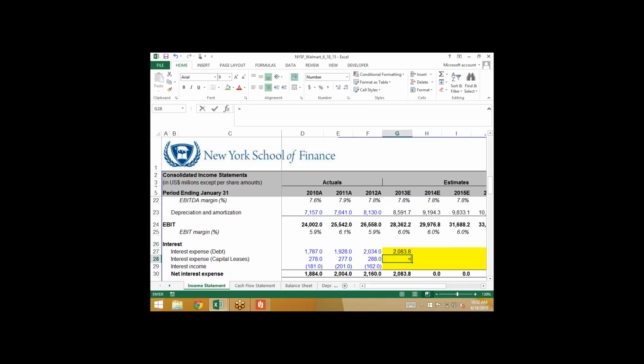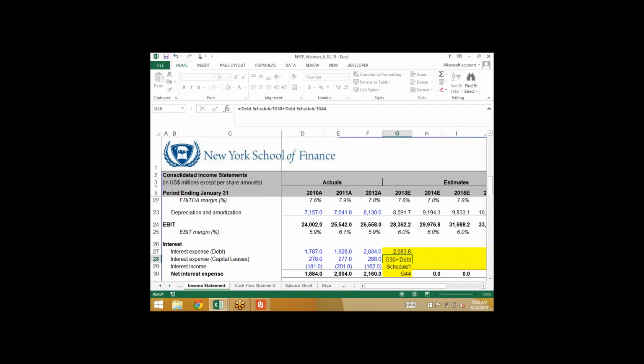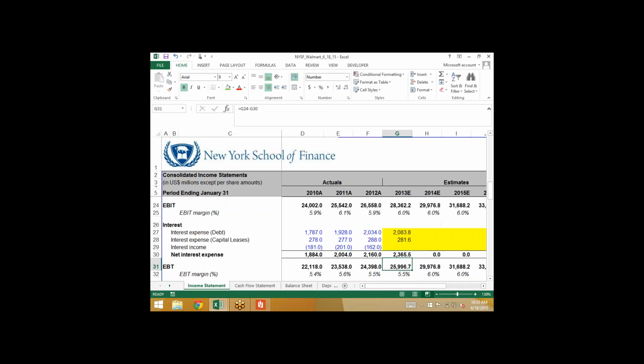Interest expense on the capital leases. I'm going to link in from the debt schedule, the short-term capital leases, plus the long-term capital leases. Again, makes sense. A little low. This will change once you start having things flow through. We can copy this to the right.